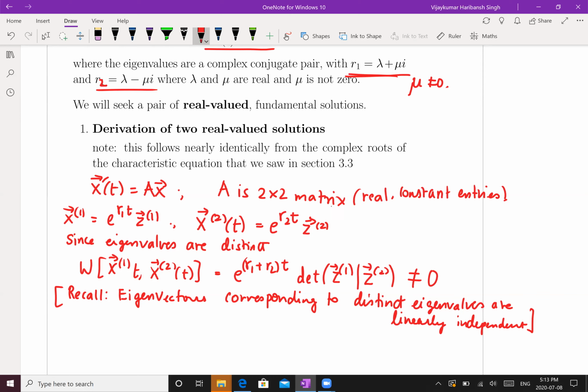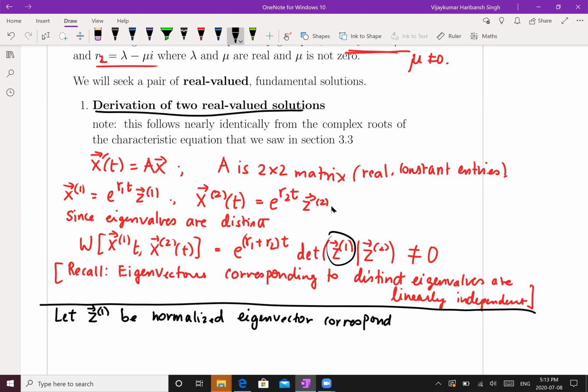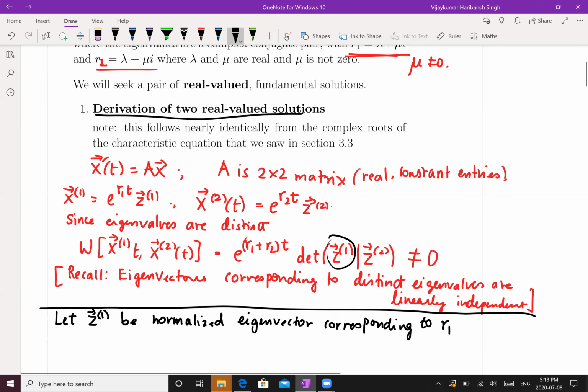Now what we want is to derive two linearly independent solutions out of this. Note that these entries may not be real, but we want to derive real valued solutions though. Okay. So let Z1 be the normalized eigenvector corresponding to r1. Yeah, r1 is lambda plus mu i.